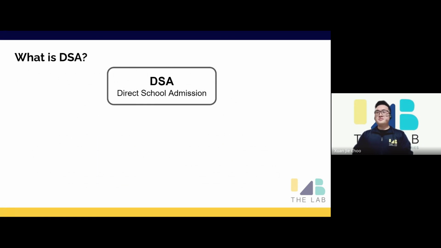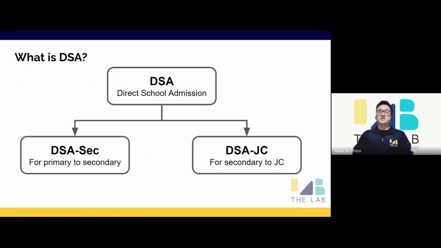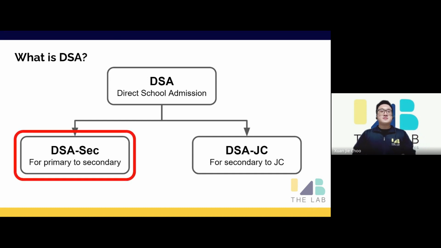There are two main DSA programs, one for the DSA secondary schools and one for the JC. On the left is for the DSA secondary schools, so we'll be focusing on that for the moment. It's for the primary 6 students. That said, the JC version is quite similar to the secondary school version, so you can actually use that as a reference. For more details, please visit the MOE website.